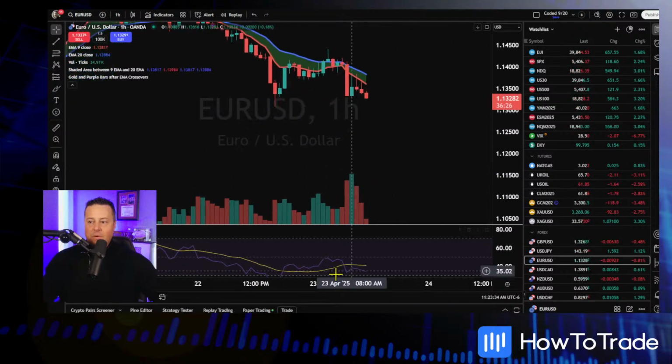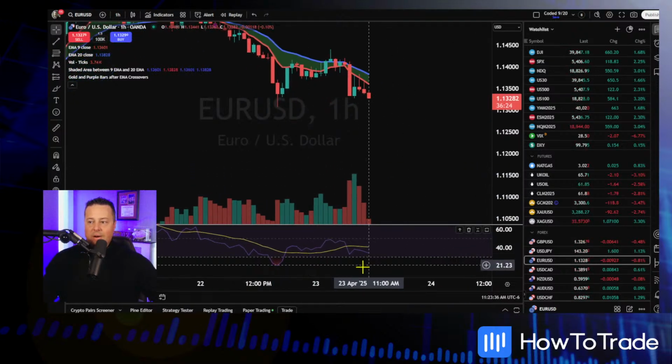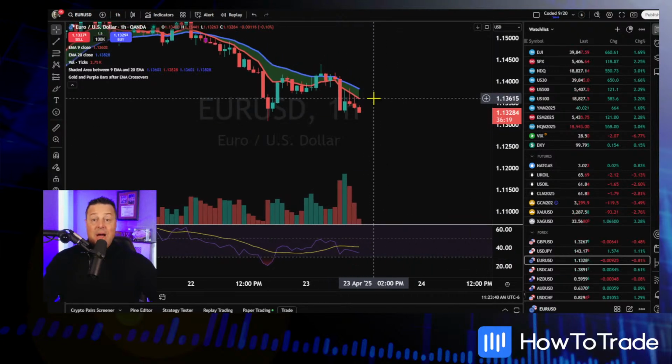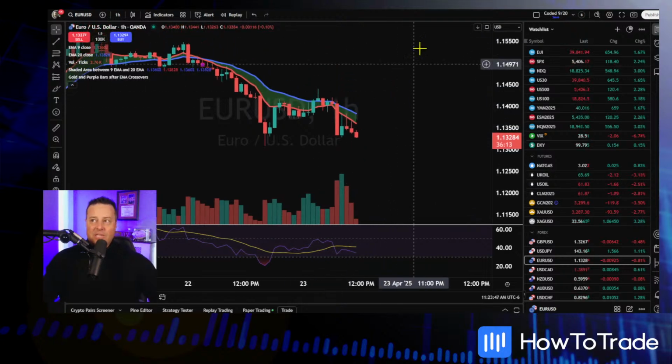In my view, we were oversold right here. We're still sort of down in that area. I think we're going to get an opportunity potentially to buy this coming up in the next probably 20 minutes after we're done. Let's go ahead and see if we can find a trade. But definitely Euro USD is coming off big.